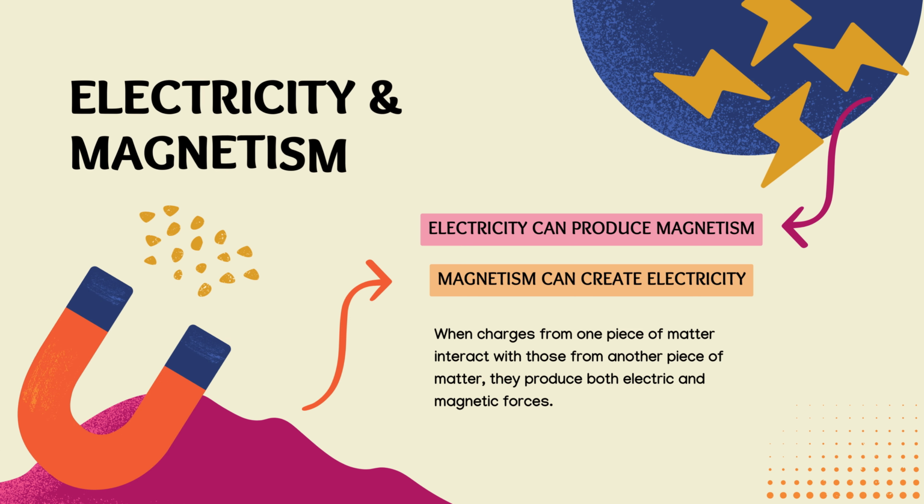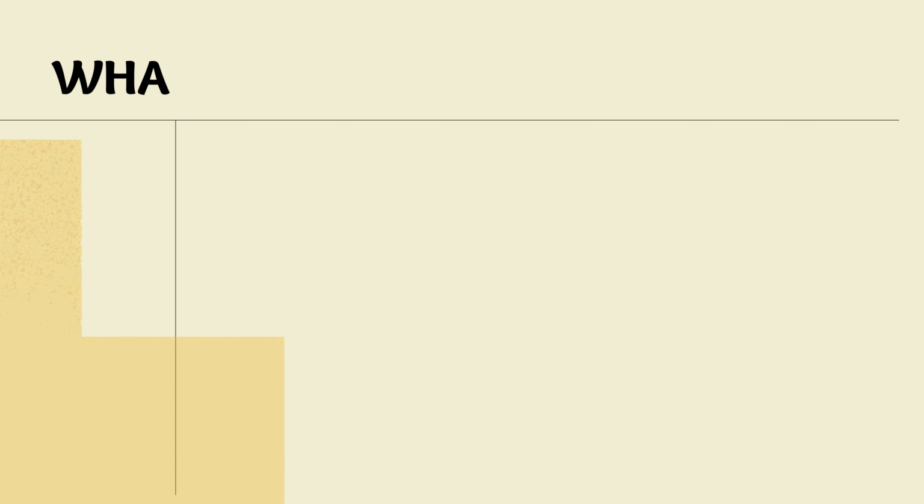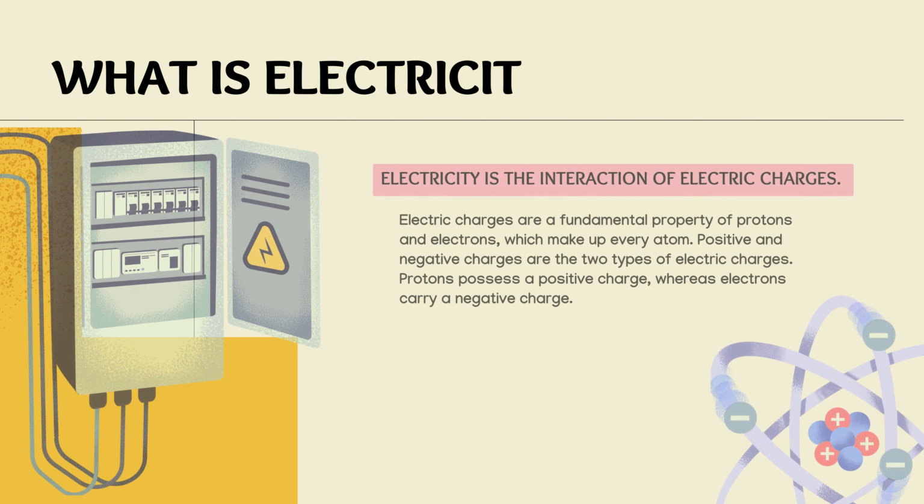Electricity can produce magnetism. Magnetism can create electricity. When charges from one piece of matter interact with those from another piece of matter, they produce both electric and magnetic forces. What is electricity?